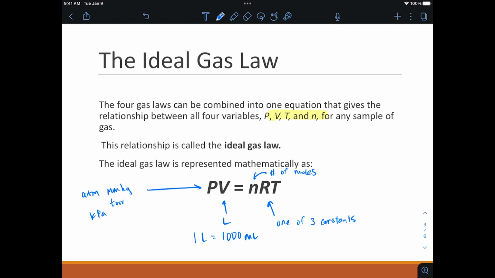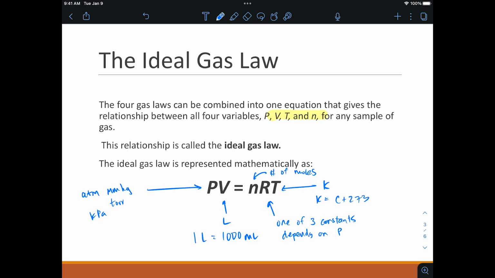And it depends on what your pressure is. So if you use a certain pressure, then you have to use a certain constant, which we'll talk about on the next slide. And then, of course, as you know from last week, the temperature has to be in Kelvin. In case you forgot, Kelvin equals Celsius plus 273.